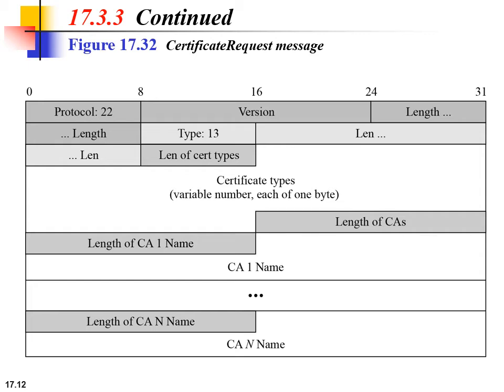Then length of a certificate authority X name. This 2 byte field defines the length of X certificate authority name, and the value X can be between 1 to n. Then certificate authority X name. This variable length field defines the name of the X certificate authority, and the value of X can be between 1 to n.